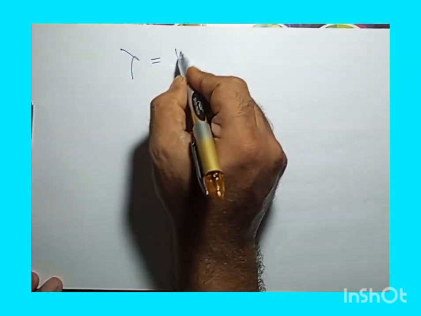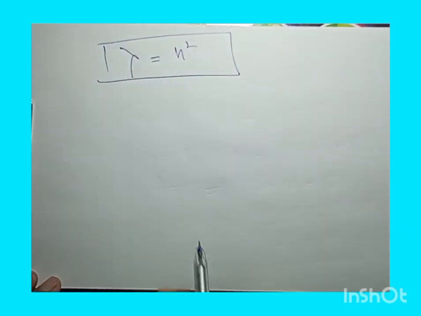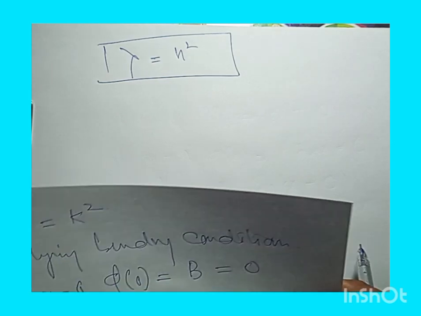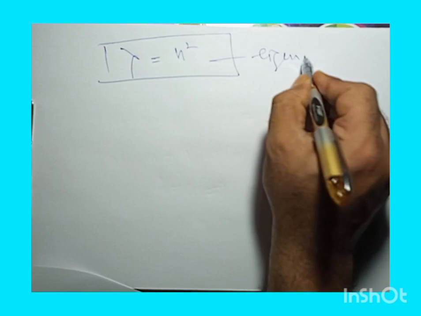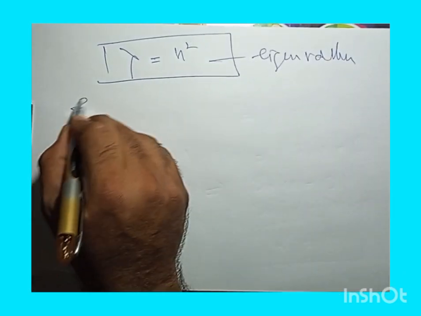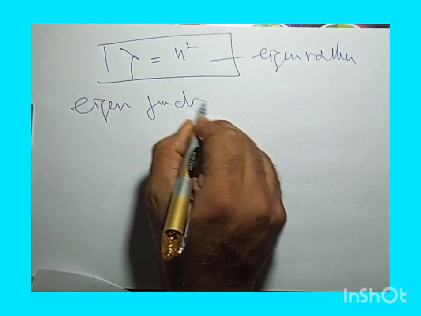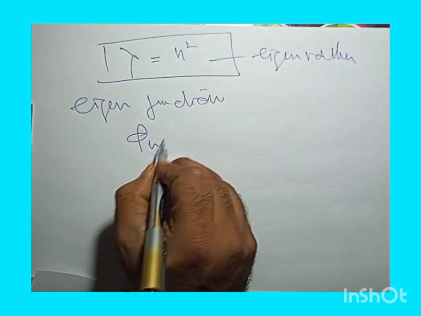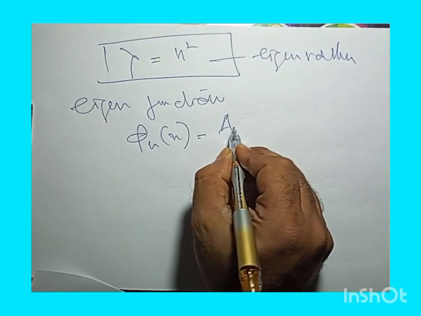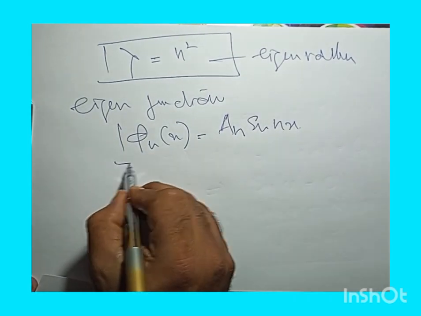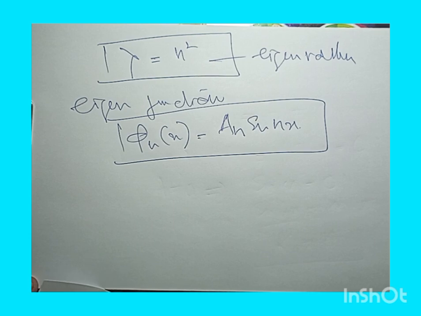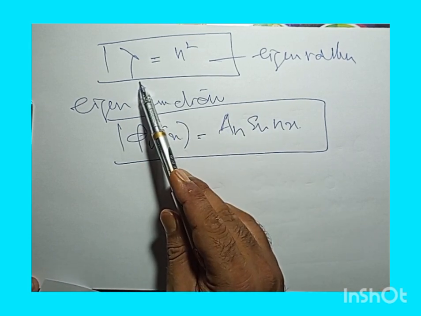So what are the eigenvalues? Lambda will be n squared. Right, so this is the eigenvalue. If I have the eigenvalue, now I can write down the eigenfunction. So what will be the eigenfunction? That will be phi n of x equals a n of sine of, instead of k, nx. So this is going to be my eigenfunction with the eigenvalue lambda equal to n squared.